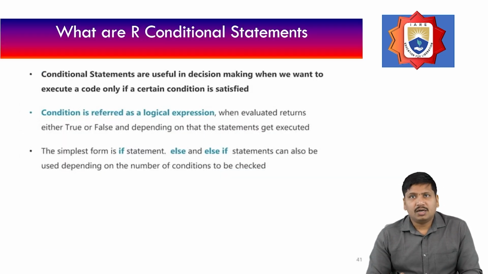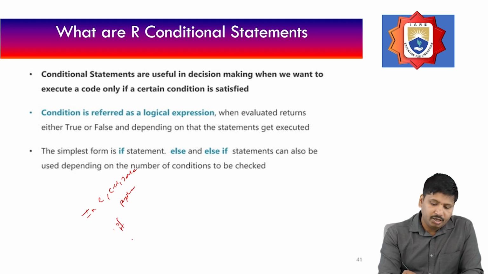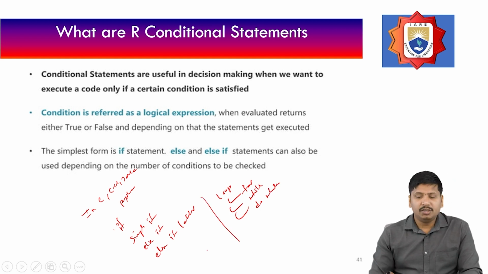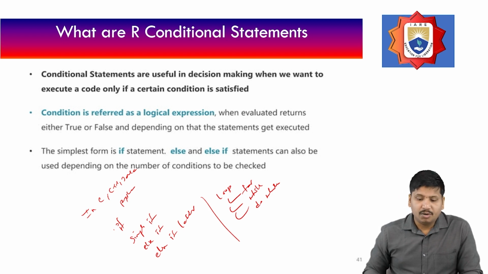Our next one is: what are the conditional statements? In many programming languages, the conditional statements are the same, in C, C++, Java and Python. The conditional statements are simple if, if else, and so on. And loop statements are common to both: while, for, and do while. So these are the common conditional statements in many programming languages. Here it is also the same for R programming.